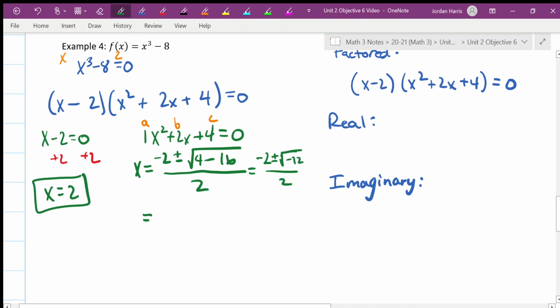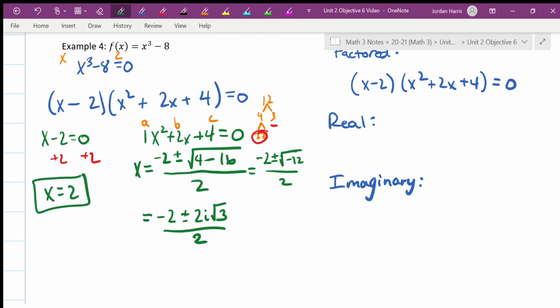So I got to factor out that 12. So 12 is 4 and 3. 4 is 2 and 2. I have a pair of 2's with a 3 left over. All right, so I get negative 2 plus or minus 2i root 3 over 2. Okay, make sure you know how to write out i's now. So when it's a negative, we don't have a negative square root anymore. We write i to signify imaginary. Okay, so negative 2 divided by 2 plus or minus 2i root 3 over 2.